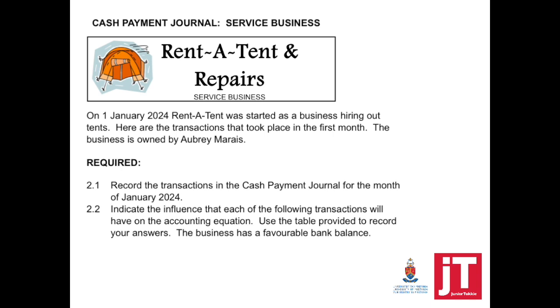So the business name is Rent a Tent and Repairs. It's a service business. On the 1st of January 2024, Rent a Tent was started as a business hiring out tents. Here are some of the transactions that took place in the first month. The business is owned by Aubrey Marie. Required: record the transactions in the CPJ for the month of January 2024 and indicate the influence that each of the transactions will have on the accounting equation.